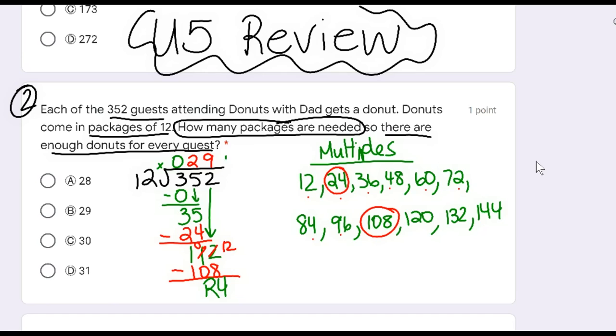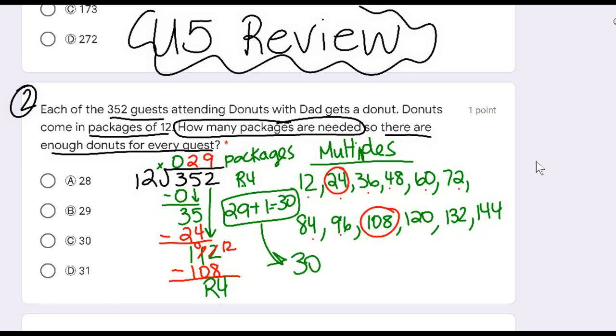So that means that I can get 29 packages, and I will have 4 donuts remaining, or 4 people without donuts, basically. So, sorry, 4 people without donuts. So what does that mean that I need to do with these packages? If I'm running out and I need to get more packages, what should I do? Add one more. So I'm going to do 29 plus one more package, and that will equal 30 packages. So right now I need 30 packages of donuts.